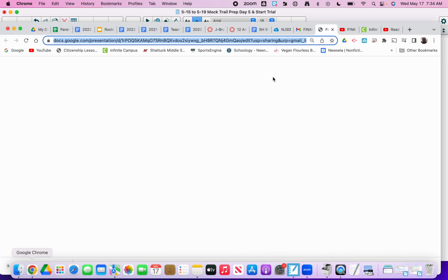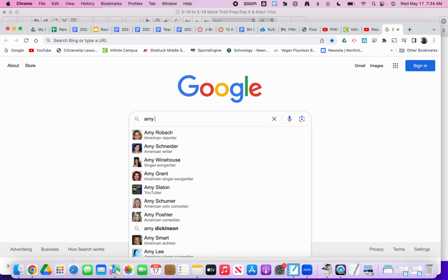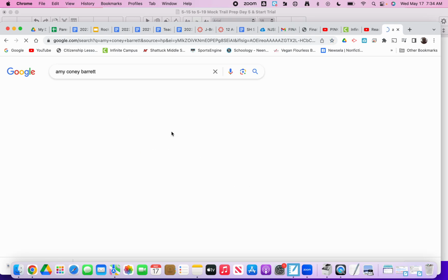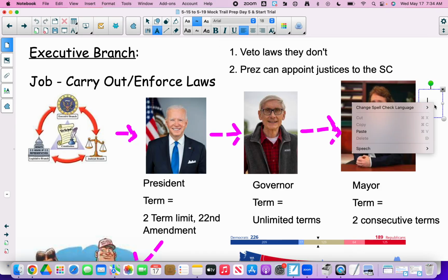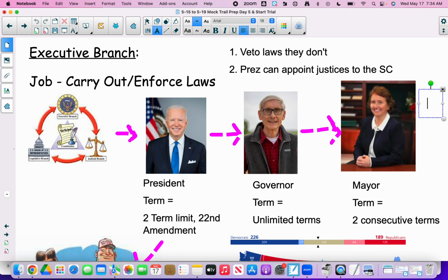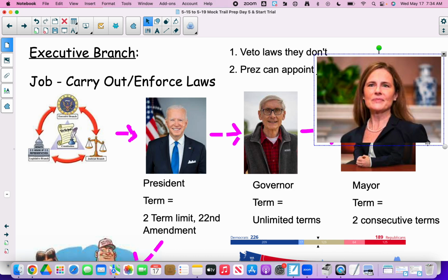Boy, I really didn't do my work, and I should have gotten a picture of this so that you have a visual. This is supposed to be a visual representation or review of our government. So here is Amy Coney Barrett, kiddos.